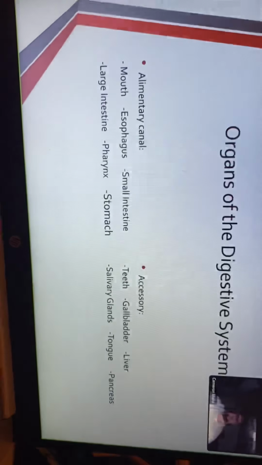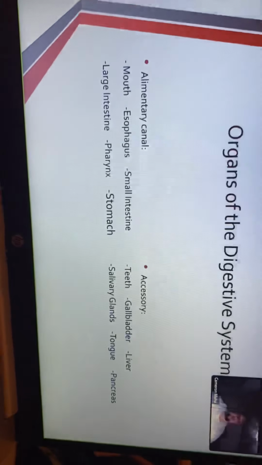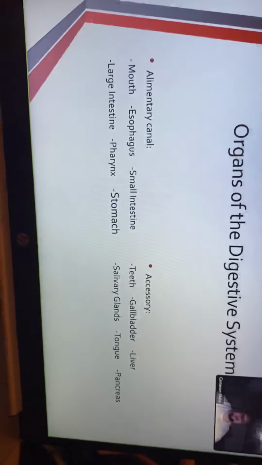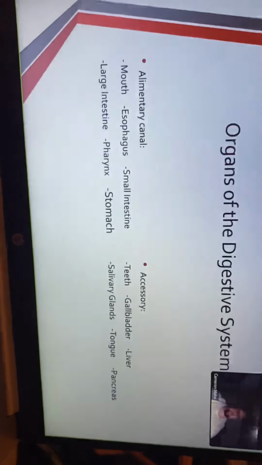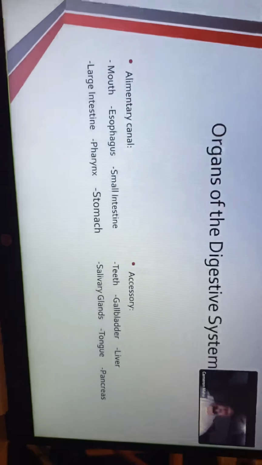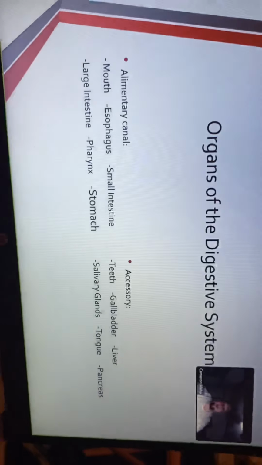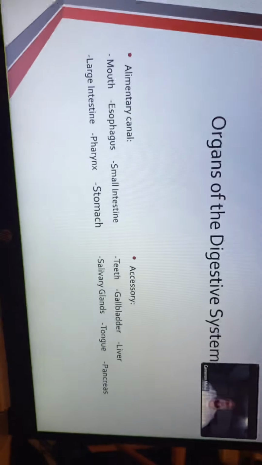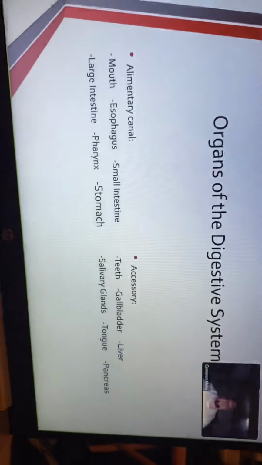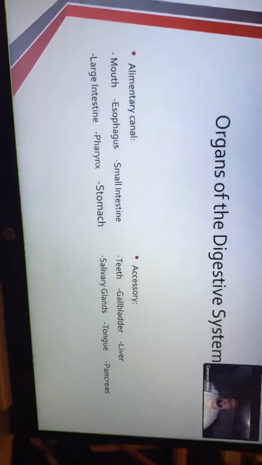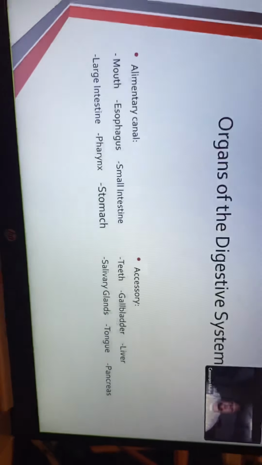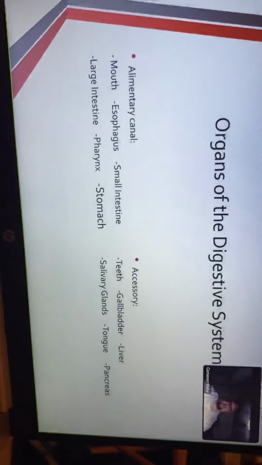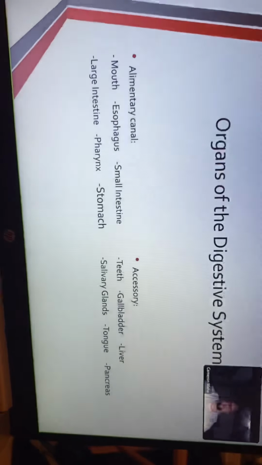So we're going to talk about some of the major organs that are associated with the digestive system. These organs are divided into two separate categories. The first category, we call it the alimentary canal. These organs are the mouth, esophagus, small intestine, large intestine, pharynx, and stomach. The next category, we call it accessory organs. These organs are the teeth, gallbladder, liver, salivary glands, tongue, and pancreas.